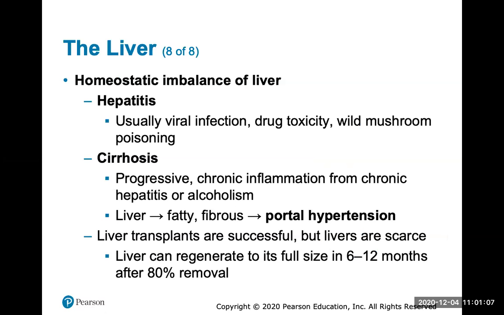Hepatitis is a viral infection, drug toxicity or wild mushroom poisoning and inflammation of the liver. Cirrhosis is a progressive chronic inflammation from chronic hepatitis or alcoholism. Your liver can become fatty or fibrous, kind of scarring with tissue. It could lead to portal hypertension. So because of the scarring or extra fat, it could kind of squeeze off or interfere with the circulation of the portal system, which are the veins that take the nutrients from the digestive tract.